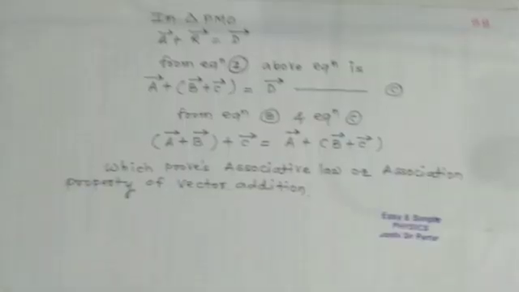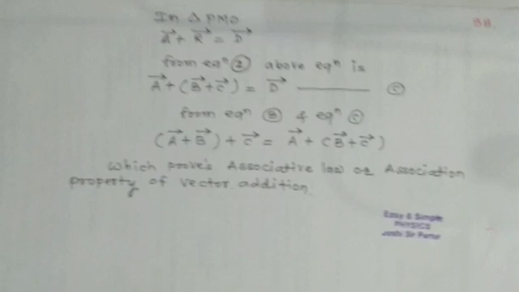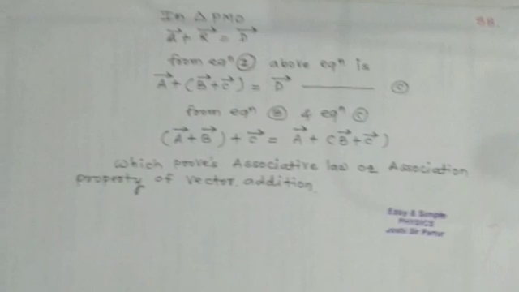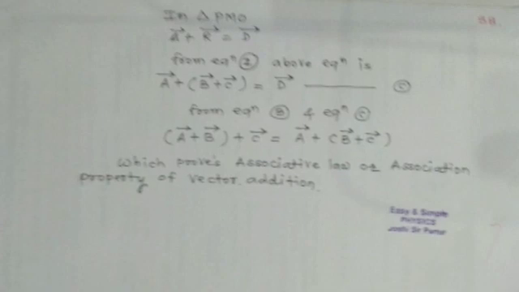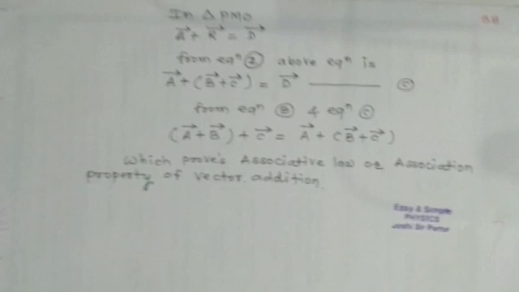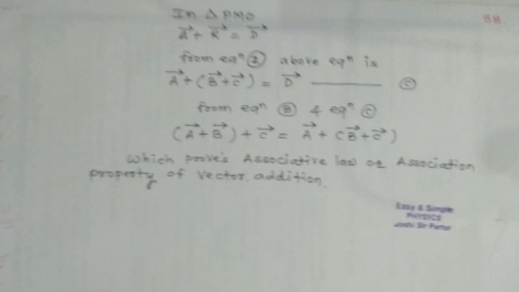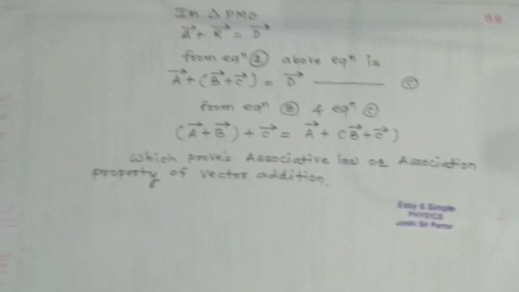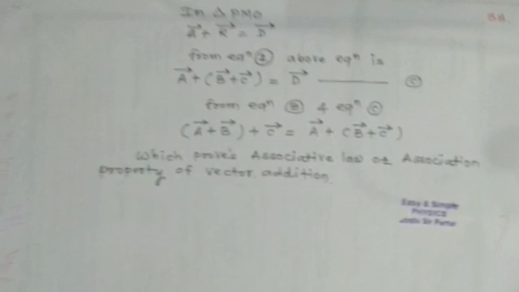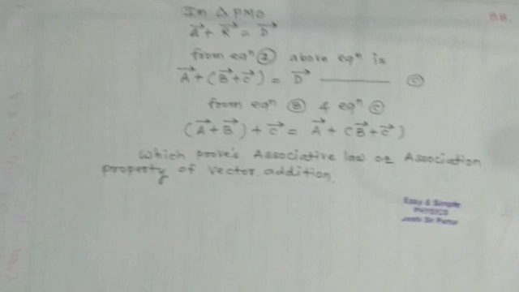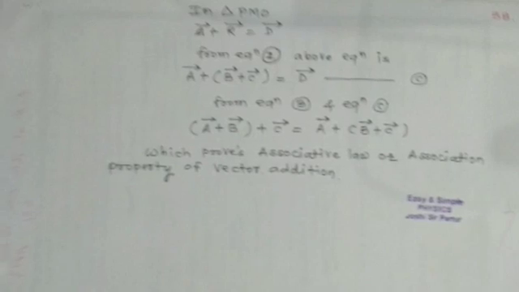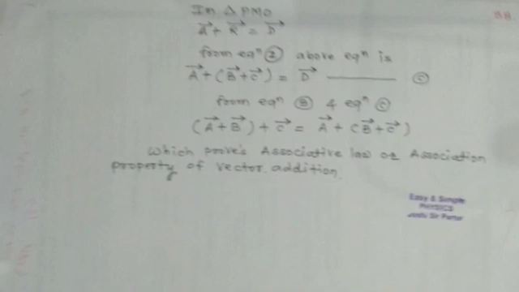In triangle PMO, from the figure we see that vector A plus vector R is equal to vector D. From equation 2, the above equation becomes vector A plus (vector B plus vector C) equals vector D. Equation C. If we see equations B and C, we say that (vector A plus vector B) plus vector C is equal to vector A plus (vector B plus vector C), which proves the associative law or associative property of vector addition.